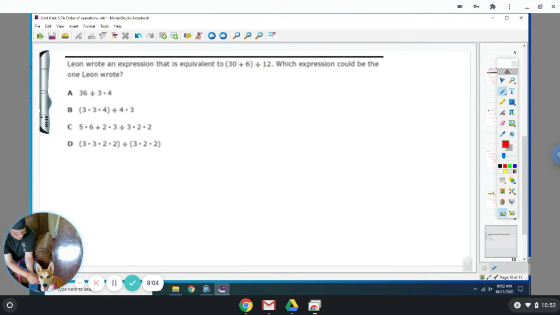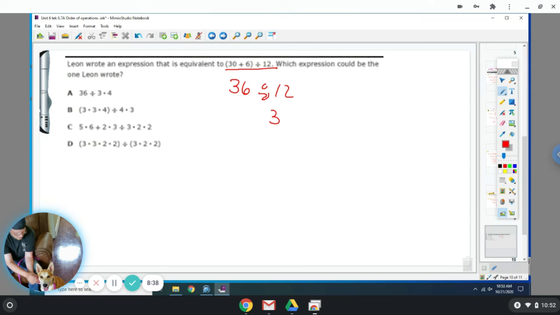So here's some STAAR questions that you might see. Leon wrote an expression that's equivalent to 30 plus 6 divided by 12. Which expression could be the one that Leon wrote? There's different things that you can do to this. What I recommend doing is you can actually just solve this and figure out which one gives you the same answer, and then that'll be correct. So we're going to solve it. 30 plus 6 is 36, divided by 12 is 3. So whichever one equals 3 is correct.